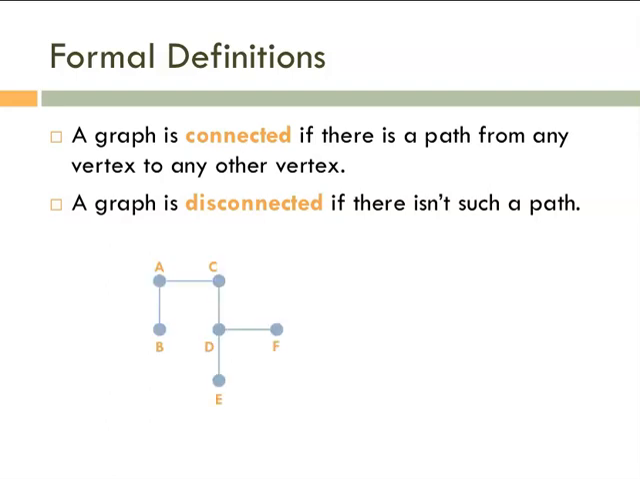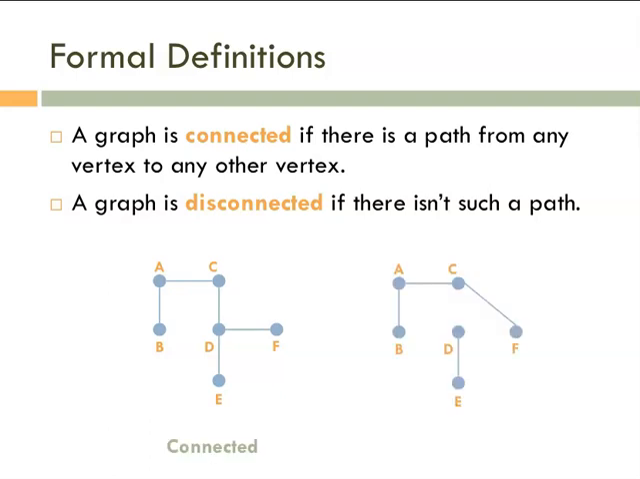So for example, in this first one, we would say this is connected because if you pick any 2 vertices, you will be able to find a path, right? So say you wanted to get from B to E, right? There is a way to get there, B, A, C, D, E, yep. Okay, pick another 2 from A to F, right? A, C, D, F, right? There is some way to get from one vertex to another. So we would say that's connected.